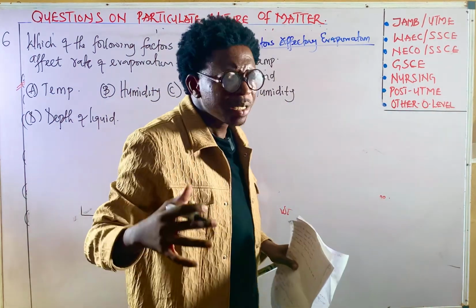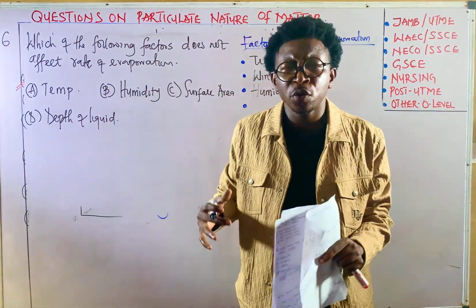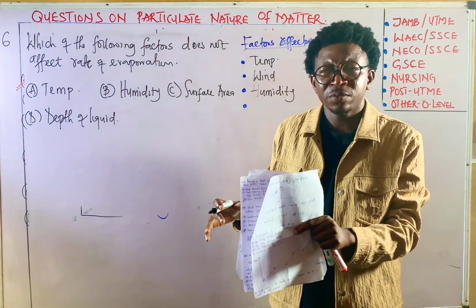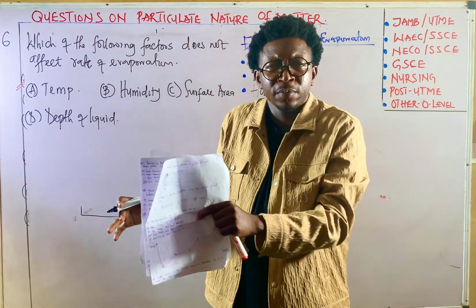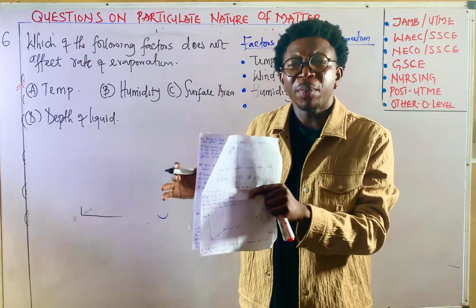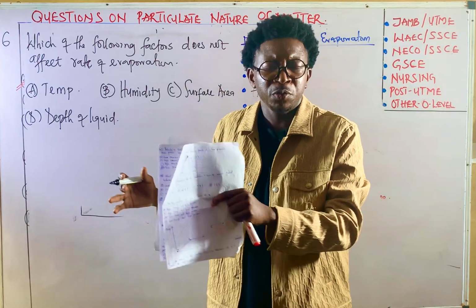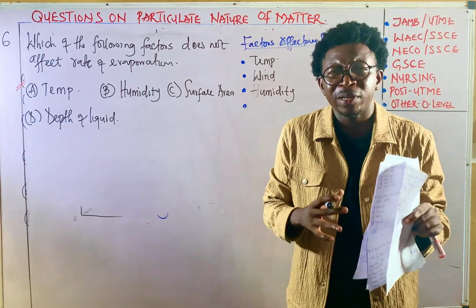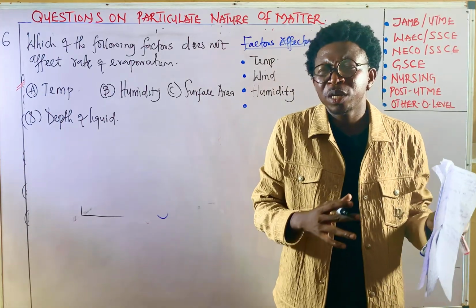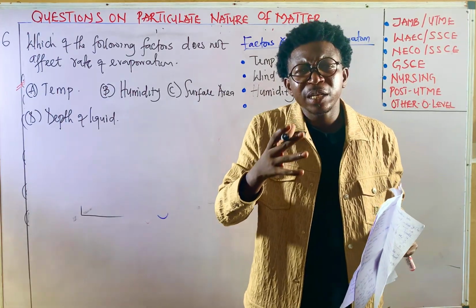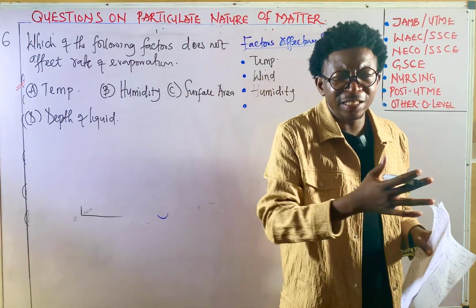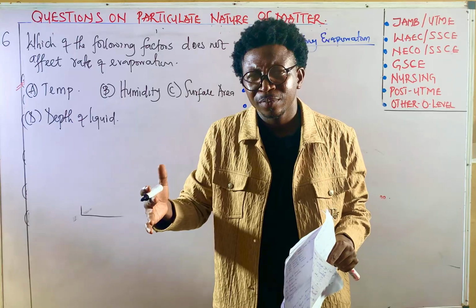Humidity is actually a measure of the amount of water vapor in the atmosphere. During the rainy season, we say it is high humidity, because we have a large amount of water vapor in the atmosphere. During the dry season, we say low humidity, because we have less water vapor in the atmosphere. You will agree with me that your wet clothes will dry faster in the dry season than in the rainy season.